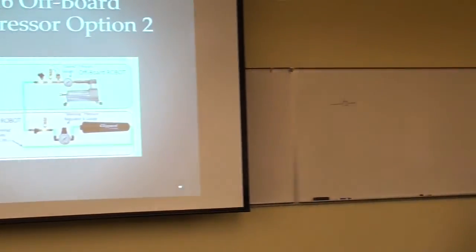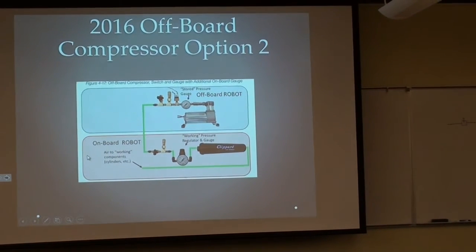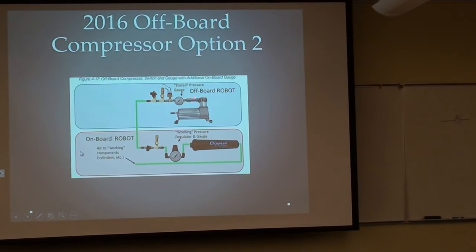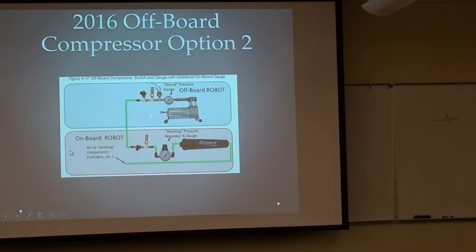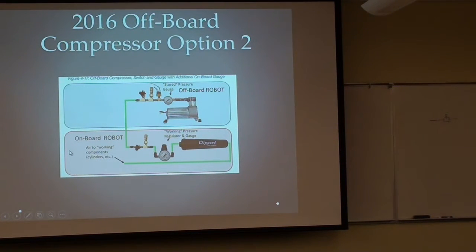This is option 2, and in this case, they put the pressure gauge here. But what that means is now I've got 3 connections, pneumatic and 2 electrical connections. I don't know why you would want to do that, but they give you that as an option. Any questions about that? Clear as mud?